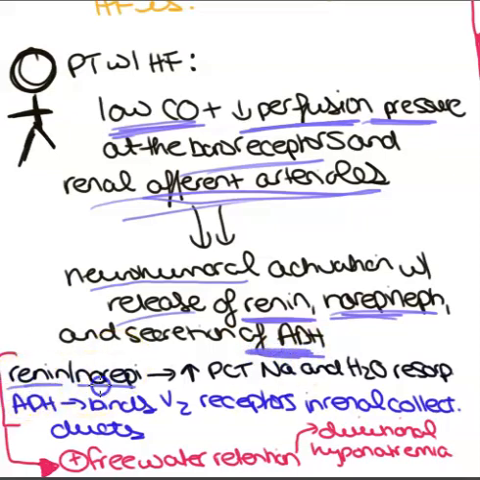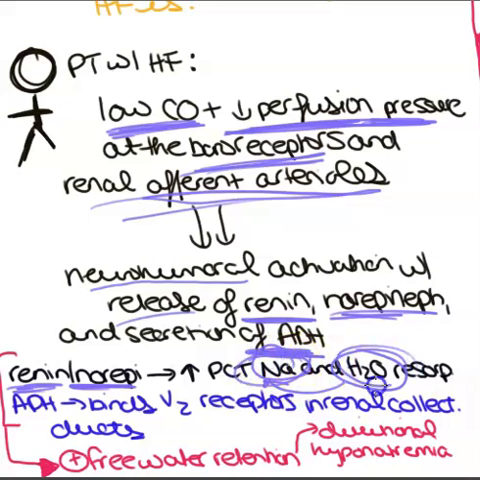So what renin and norepinephrine are going to do together, because there is a low cardiac output and decreased perfusion pressure at the level of the baroreceptors, is that it's going to increase proximal convoluted tubule resorption of water and then sodium. So remember, that's water follows salt. So if you have salt coming in, then water is going to come with it. And that's what leads to this edematous picture that you see in heart failure.